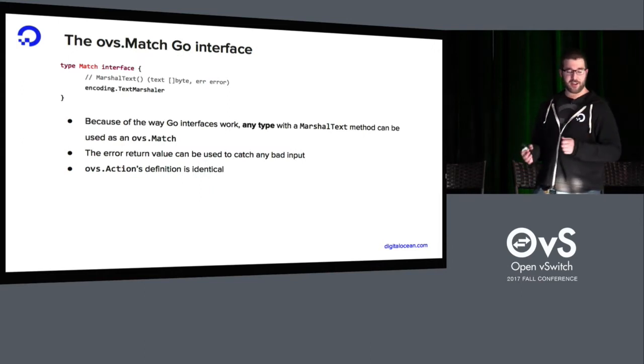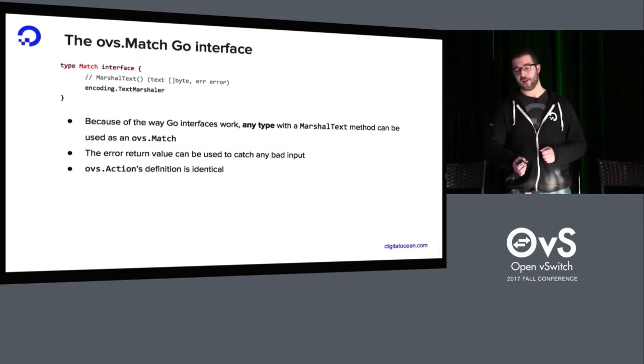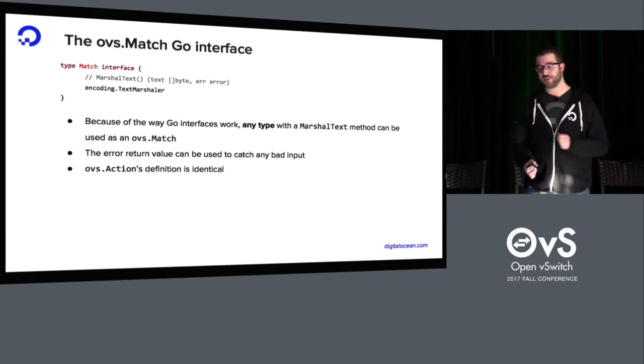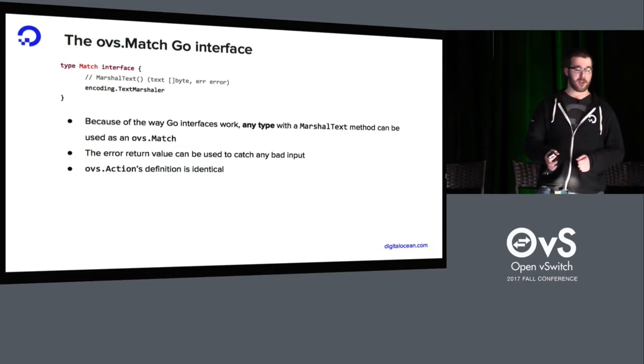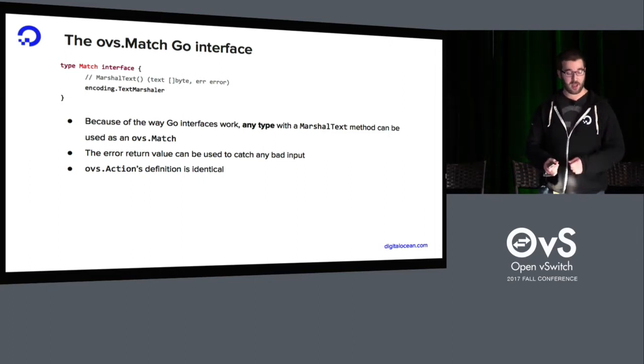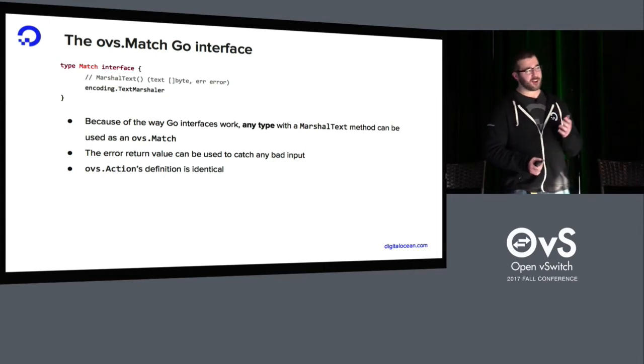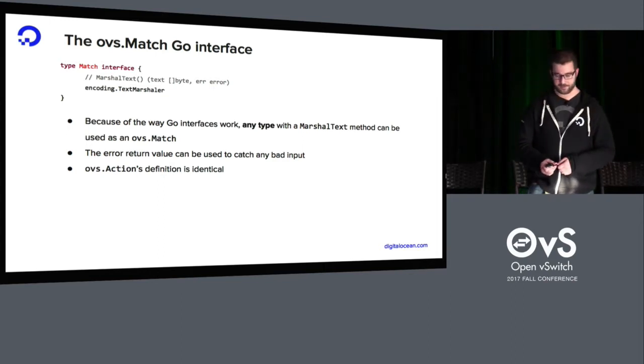So this is our match interface. Because of the way Go interfaces work, any type with this MarshalText method can be used as an OVS match. So the error return value from this function is used to catch any bad input when we're creating the flow strings. And the definition of the action interface is actually identical as of now, although we haven't really had trouble mixing the two up in our code.